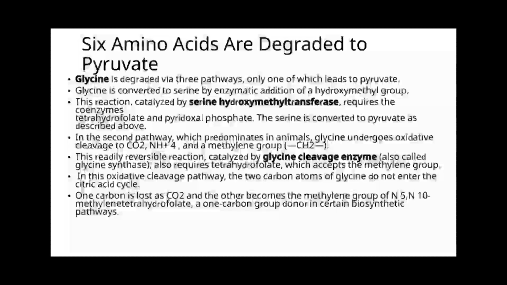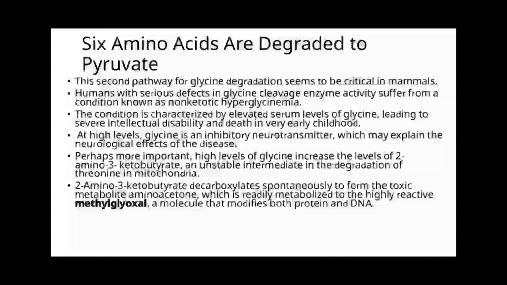So, as we see, glycine degradation is versatile, connecting amino acid metabolism with energy production and biosynthesis, which is a key theme as we explore how amino acids are broken down and utilized in the body. This second pathway for glycine degradation appears to be especially important in mammals.